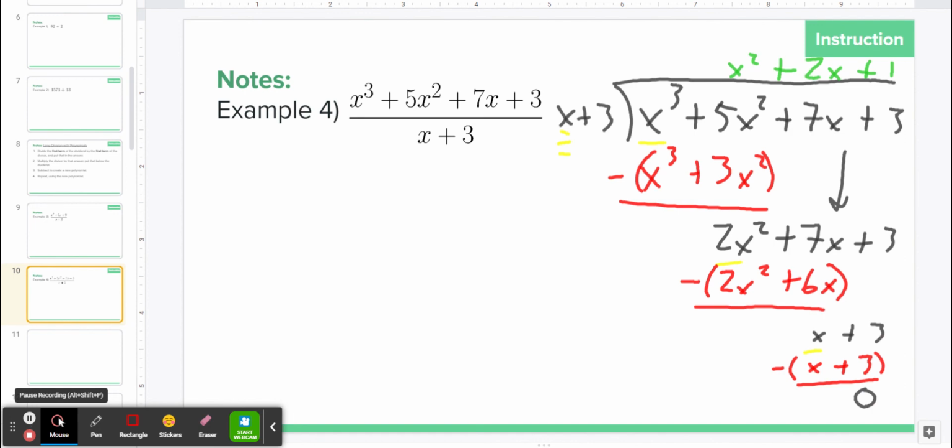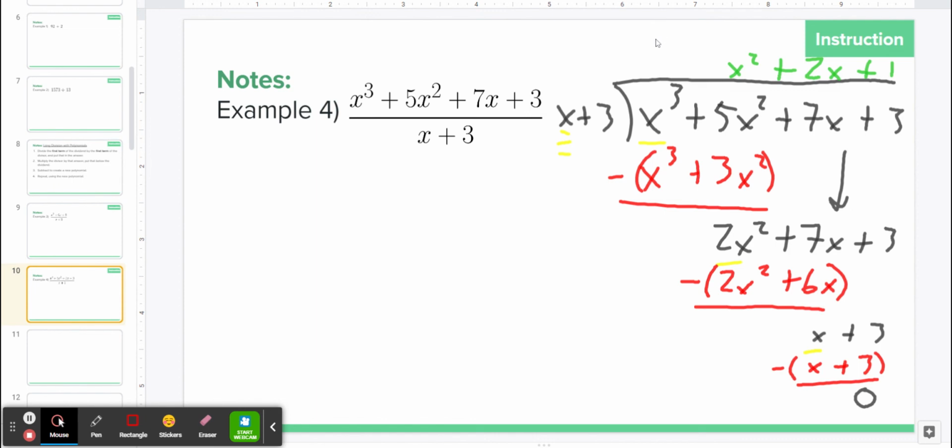I've refreshed my screen, brought it back to the problem, rewrote it real quick, so check out where we're at. We had just multiplied 1 times x plus 3 to finish out our problem. Okay, then we subtract that result, x plus 3 from x plus 3, check and see if we have anything left over. We have 0, so that means we don't have anything left over. So our answer is up top here in green, x squared plus 2x plus 1.